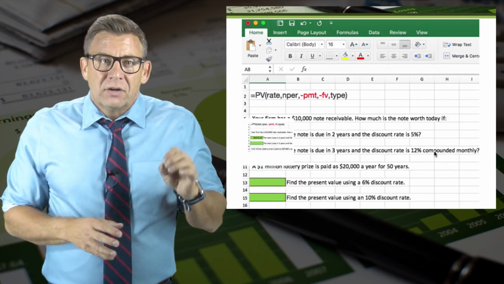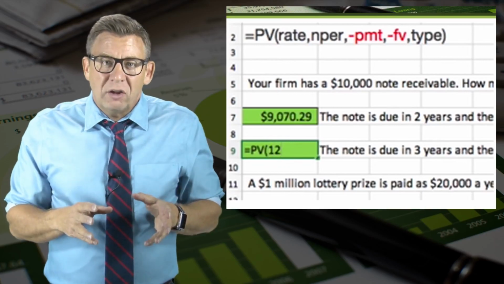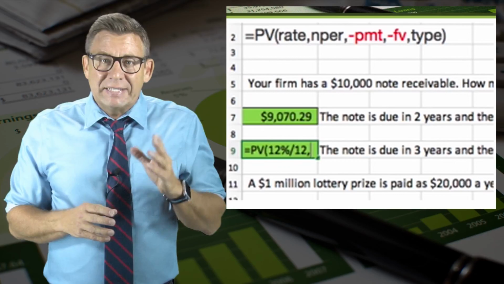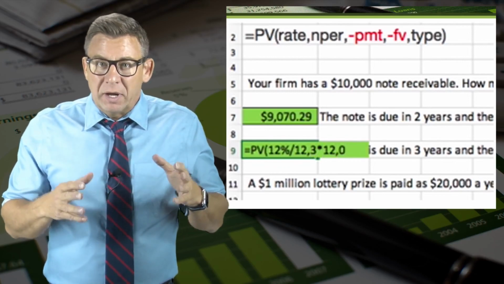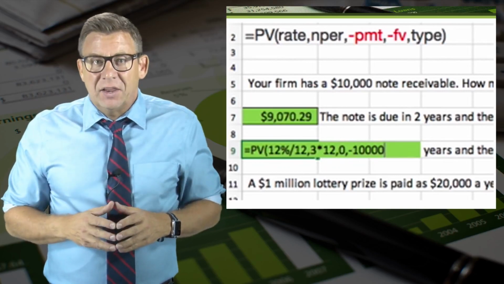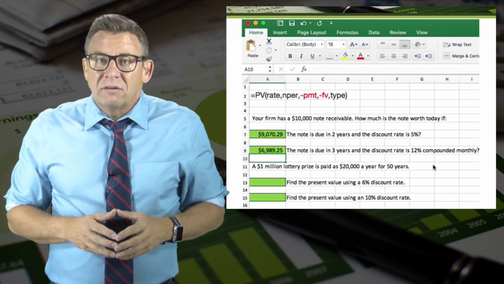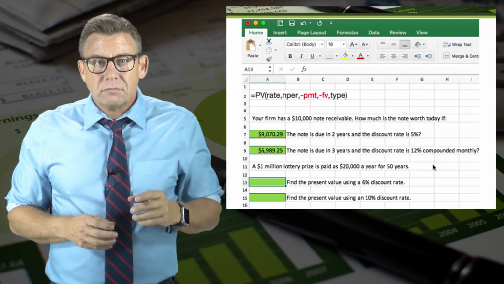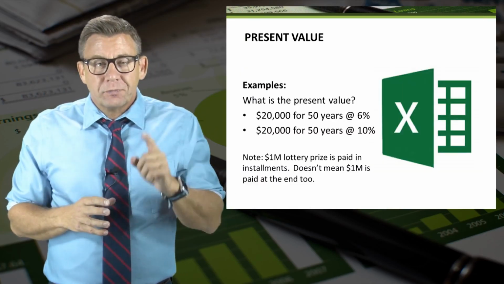Then I enter equals PV, open parentheses, 12% divided by 12, comma, 3 times 12, comma, 0, comma, because again there's no regular payment, and minus $10,000. And this returns a present value of $6,989.25. So let's look at two more scenarios where we'll have a regular payment.